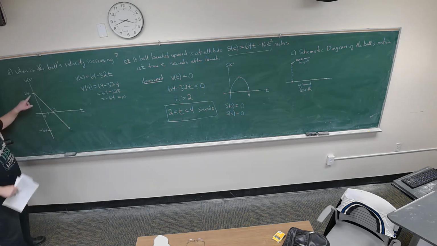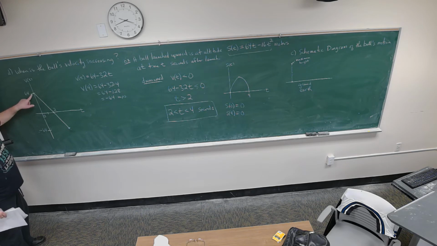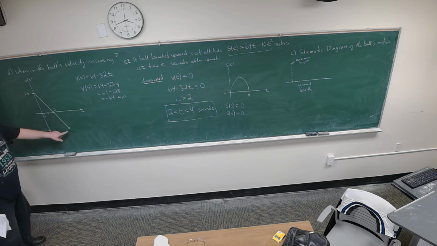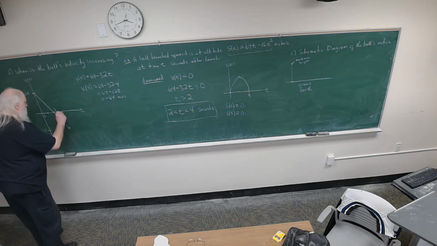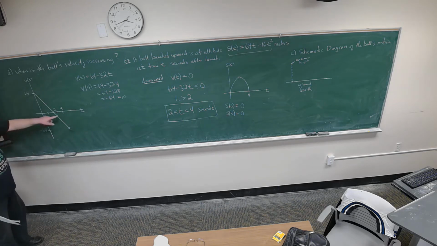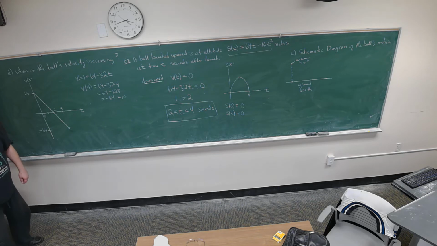So at t equals 0, when it gets launched at 64 meters per second. At t equals 2, when it reaches its maximum height, the velocity is 0. And at t equals 4, this isn't drawn to scale because I'm doing it by hand. At t equals 4, the velocity is minus 64 meters per second. So when is the ball's velocity increasing? For what values of t?